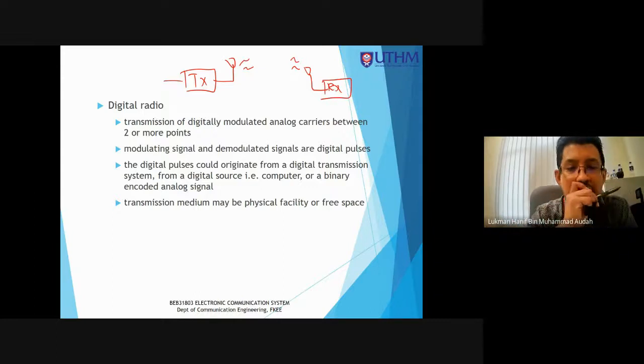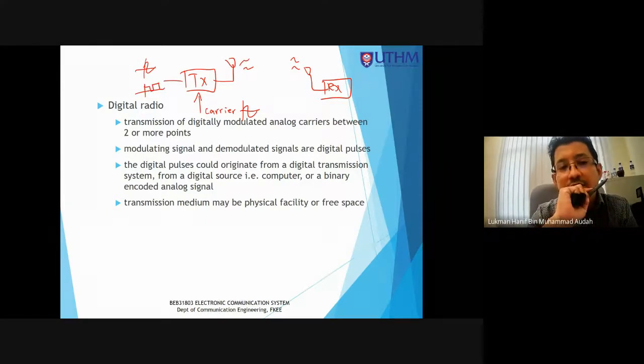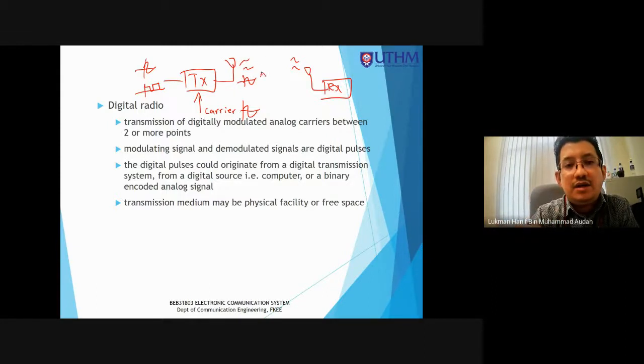Okay, so this involves modulation with the analog carrier. Dia perlu ada modulation dengan carrier. So carrier dalam bentuk analog. What about the input? The input can be analog or can be digital. Okay, but we transmit as analog. Kita hantar secara analog. Okay, ini yang dia ada dalam kategori ASK, FSK, or PSK type.